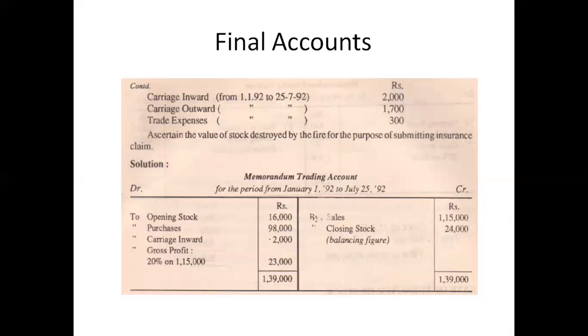And trade expenses from 1/1/92 to 25/7/92 is 300. We are here to ascertain the value of the stock destroyed by the fire for the purpose of submitting the insurance claim. Now, trade expenses also is not includable in the trading account, but is includable in the general profit and loss account. So we are here to exclude also this figure 300. So we are excluding two figures, that is 1,700 and 300, from the trading account, as it is not part of the trading account, but it is part of the net profit and loss account.